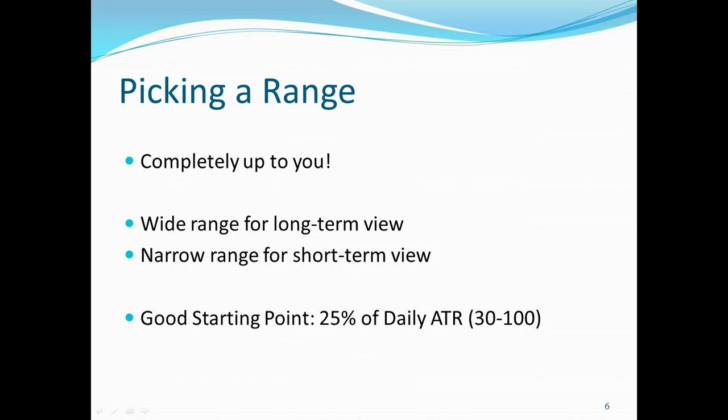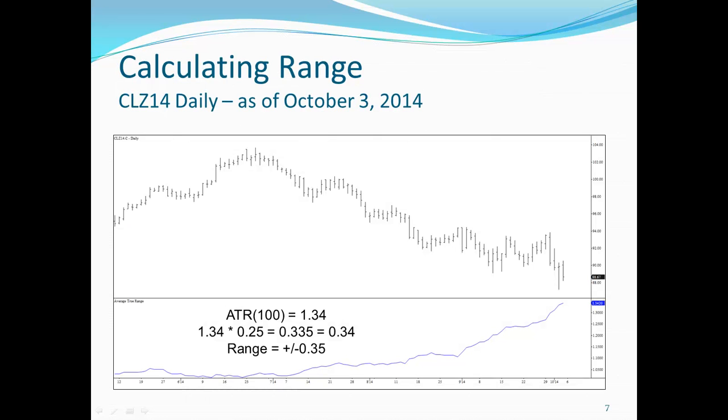A good starting point is 25% of the daily average true range, and I'll usually look at the average true range over 30 to 100 bars. So here's an example of what we're going to use today. This is December crude oil 2014 as of October 3rd, 2014. Now the average true range over the last 100 days on this chart at that point was $1.34. 25% of that is about 34 cents. Generally, in my week-to-week analysis of crude oil, of WTI, I use a 35-cent range. So that's what we're going to use today, a 35-cent range.